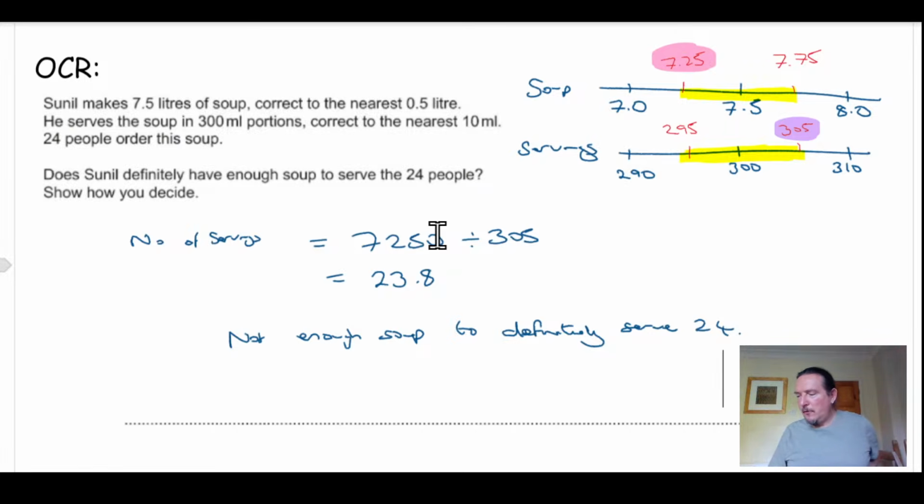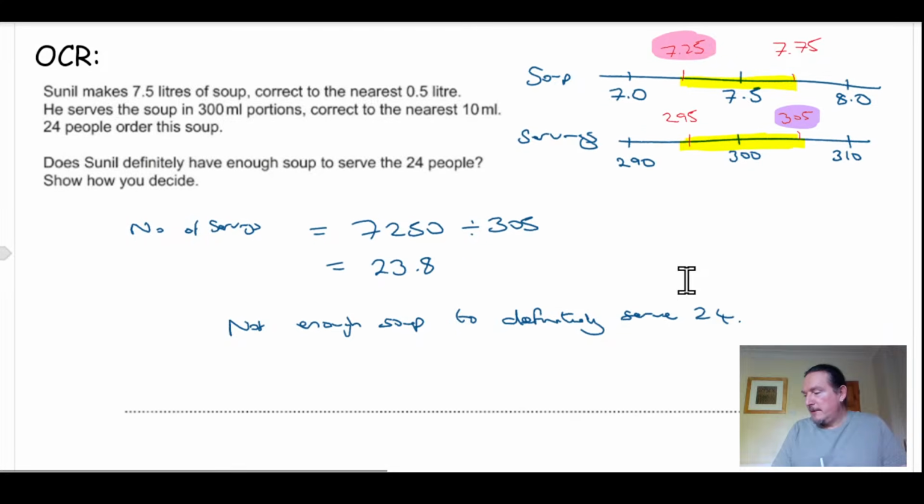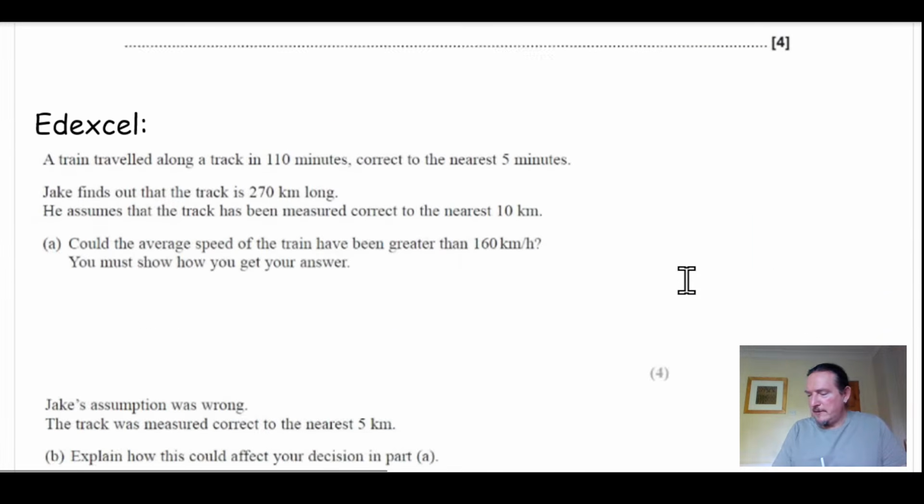Now, as I was saying before, if you're not quite sure which way delivers the least possible value, you could have tried all the combinations. So you could have done 7,250 divided by 305, and 7,250 divided by 295, and so on. They'd all give you slightly different values, but you can then pick the least one, if you're not quite sure how to figure it out.